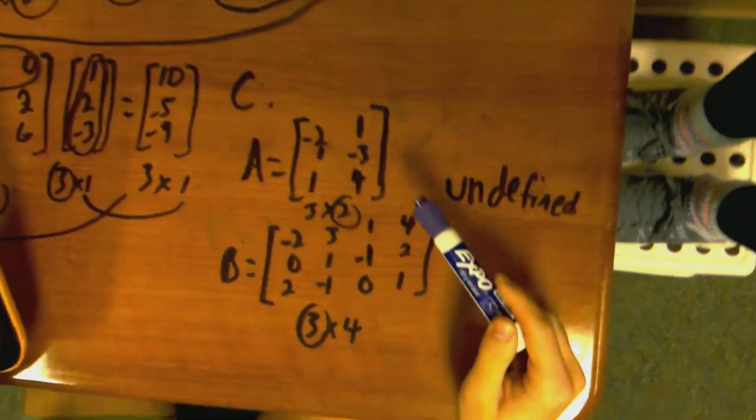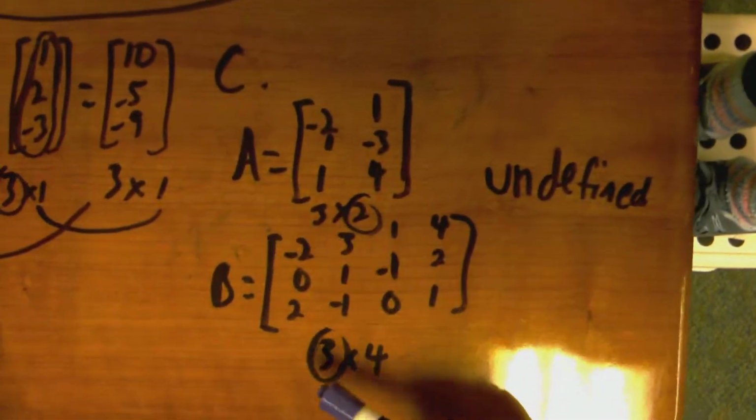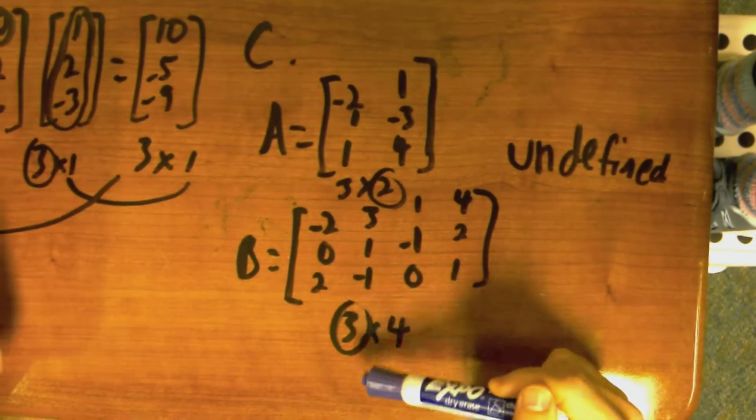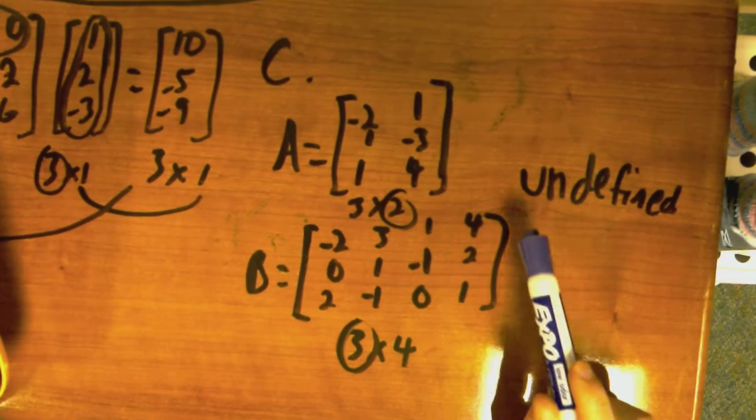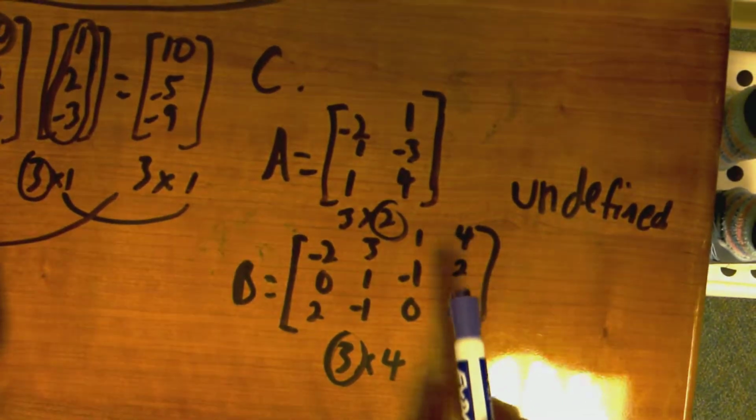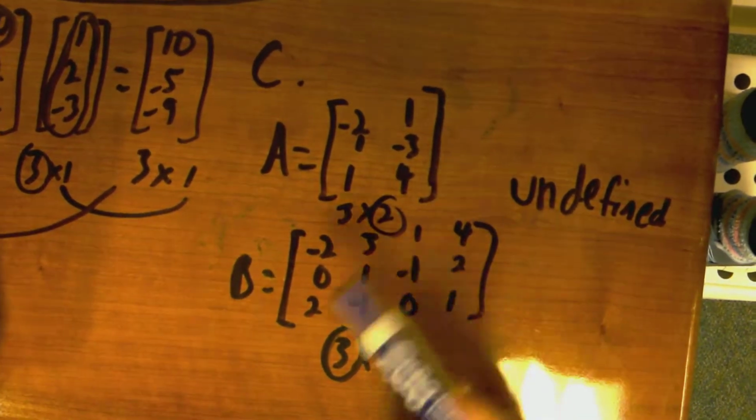And for this one, since it's got different inside numbers, so 2 and 3, it won't be able to do anything, and it'll just come out as undefined. And so if it asks you to multiply this out, then you just write out undefined because you can't do it.